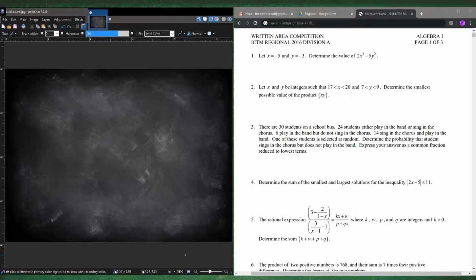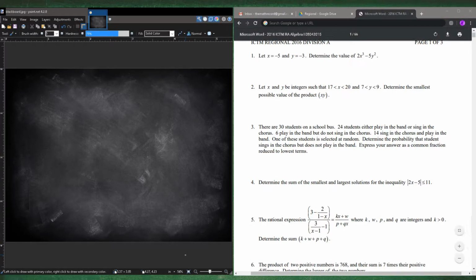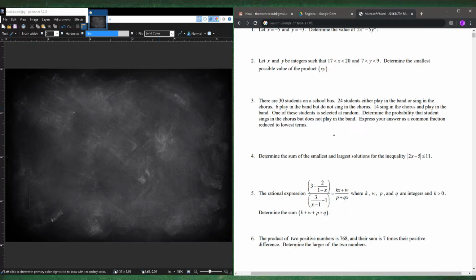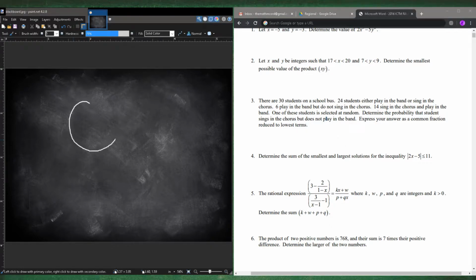Now on to number 3. There are 30 students on a bus. 24 either play in band or sing in chorus. Okay, so this seems like a Venn diagram question, so let's make a Venn diagram. So band or chorus. There's 30 students on a bus, 24 play either in band or in chorus, right? So there's 24 in both of these combined. That means there's 6 students outside because 30 minus 24 is 6.